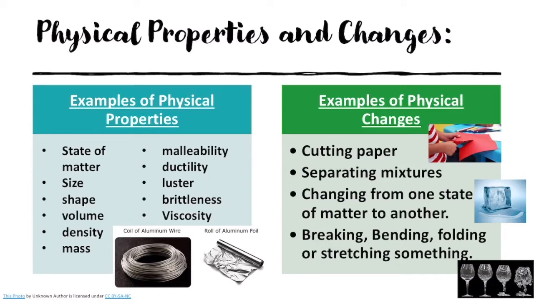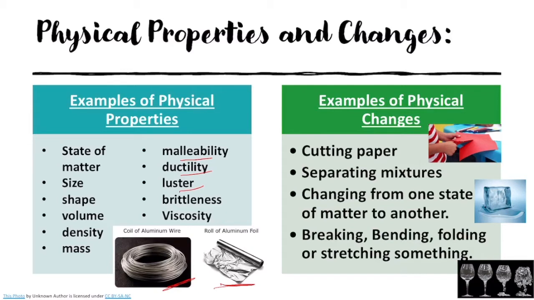But some examples of physical properties, if we're looking at malleability, ductility, and luster, aluminum fits all of those properties really well. So aluminum has malleability, so it can be hammered or flattened into a flat sheet. It can be stretched into a wire, and it's got a little bit of shine, a little bit of luster to it. So aluminum is just a really good example of those three properties.